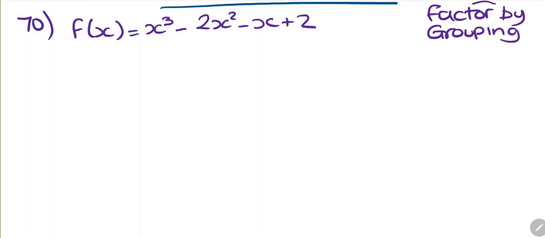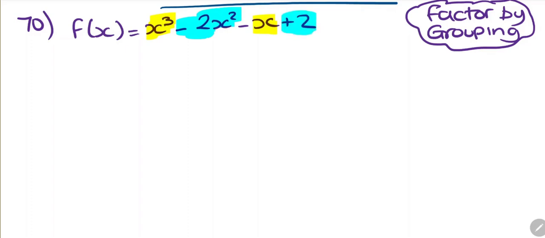So we're going to have a look to see what we can do with this one. So looking for terms that are similar. If we look at the x cubed and the x, and then at the minus 2x and the 2. So let's have a look at this first. We'll have x cubed and x. So I'm going to factor with x. So we'll have x squared minus 1.